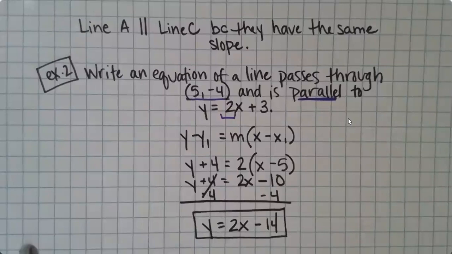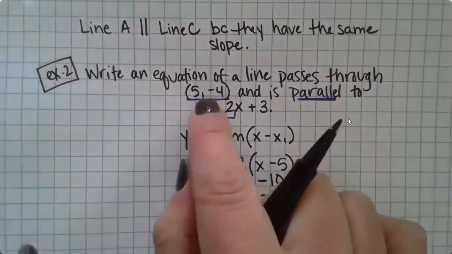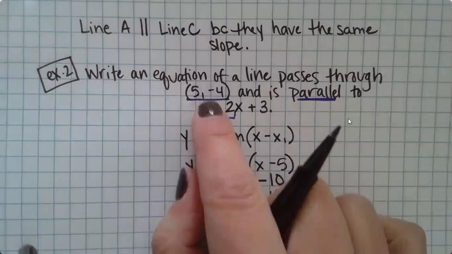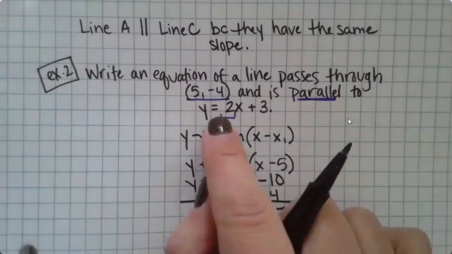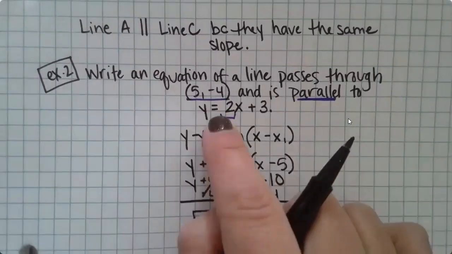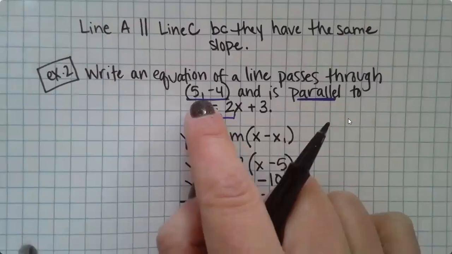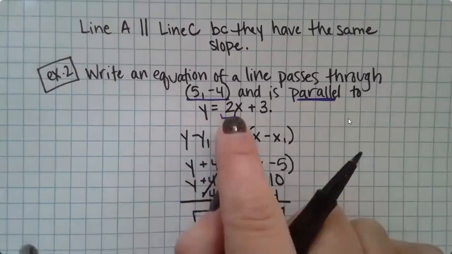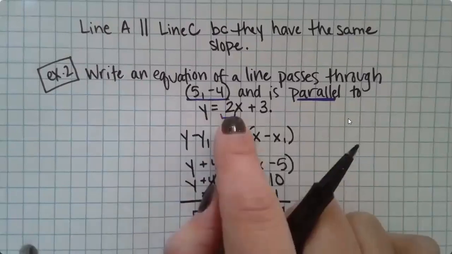Yeah, so they're giving us this point. This is a point on a different line, but it's a point on a line that's parallel to this line. So we need to figure out the equation of the line that would pass through this point that they gave us, and the line that passes through (5, negative 4) is parallel to this given line.